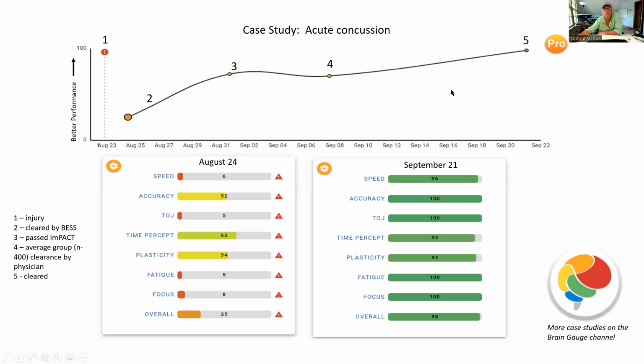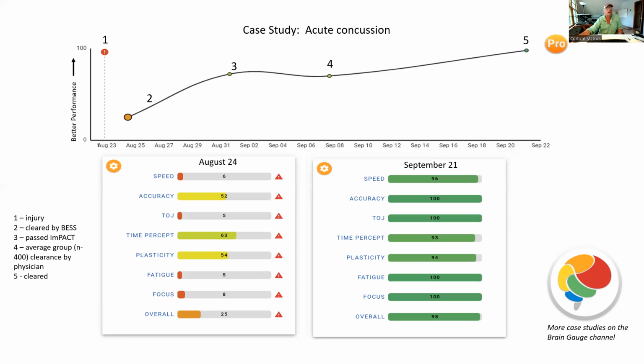I just added a few things. Obviously, time point 1 is the injury. Time point 5 is when they are cleared to return to play. Number 4 is when, in the group data, on average, they were cleared to return to play. This person wasn't cleared until they got a lot better. But number 3, about a week after their injury, they were cleared by ImPACT.